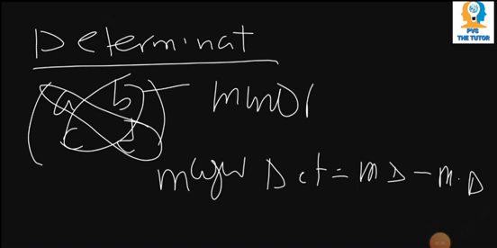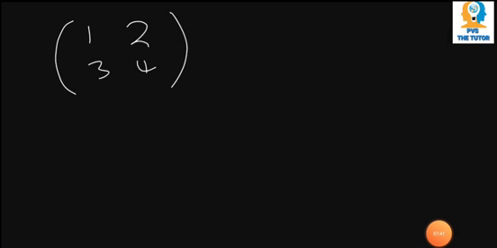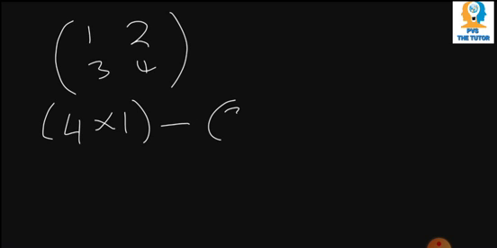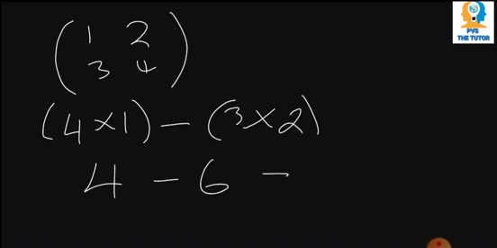So let's look at an example. How can we find the determinant of this matrix? So we are going to say it's 4 times 1, the major diagonal, minus the product of the minor diagonal. So 4 times 1 is 4, and 3 times 2 is 6. So as a result, our determinant is equal to -2.